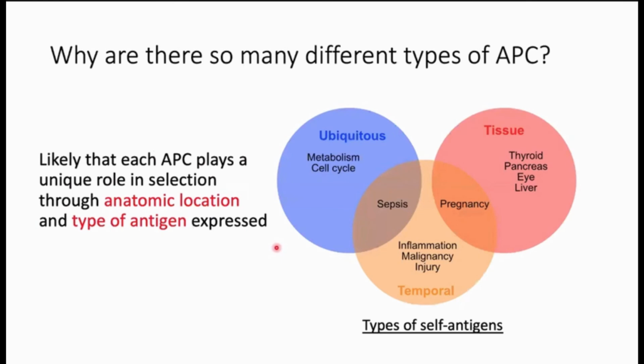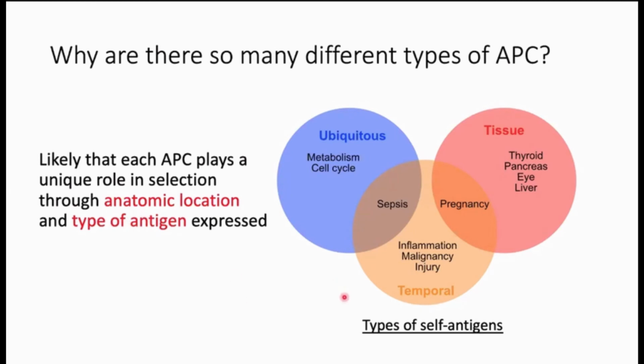And so the question is, why are there so many different types of antigen-presenting cells within the thymus? The hypothesis that I think lots of people in the field have is that it's likely that each APC plays a unique role in thymocyte selection through its anatomic location and through the type of antigens expressed. Anatomically, the thymus is situated such that there are different stages of development in different locations, so that probably plays a role. And then the types of antigens, because these antigen-presenting cells are often presenting self-peptides, ones that are being made in the cell, are really important.